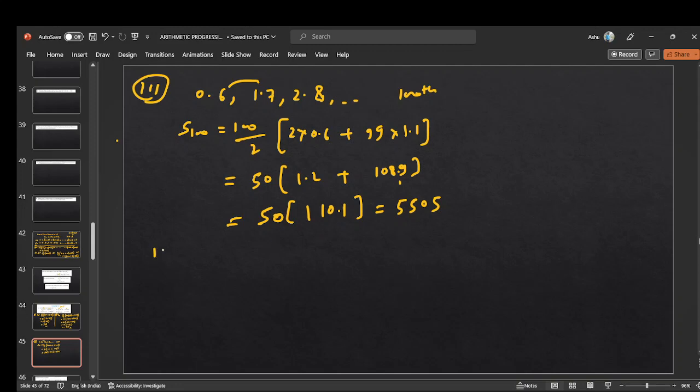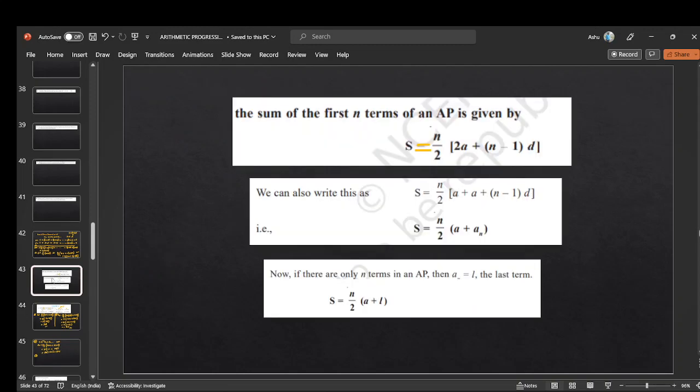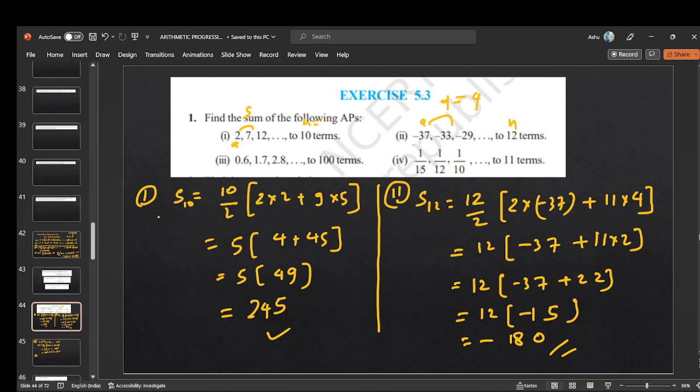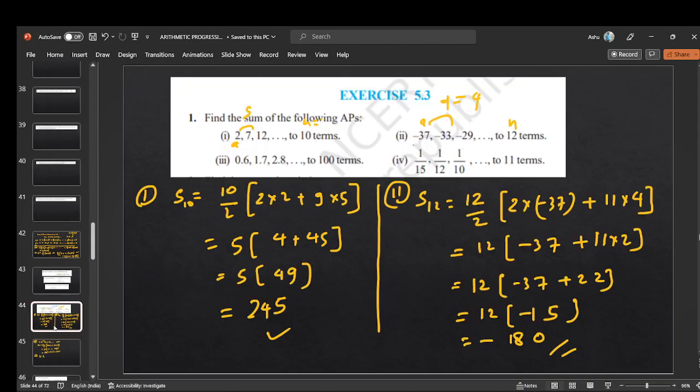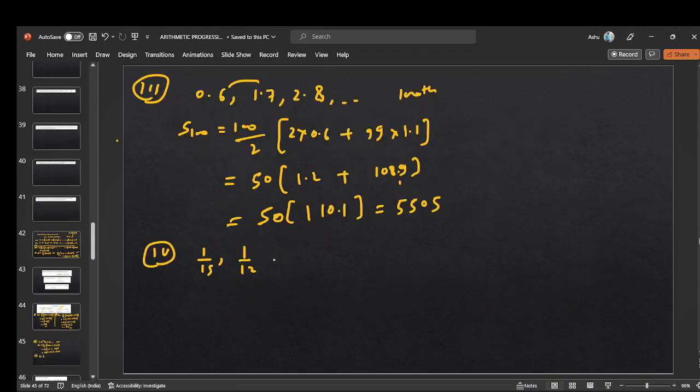Now in the fourth part, the series is given: 1 by 15, 1 by 12, 1 by 10 up to 11 terms. Clear? 1 by 15, 1 by 12 and 1 by 10, up to the 11th term. Then find out the sum.